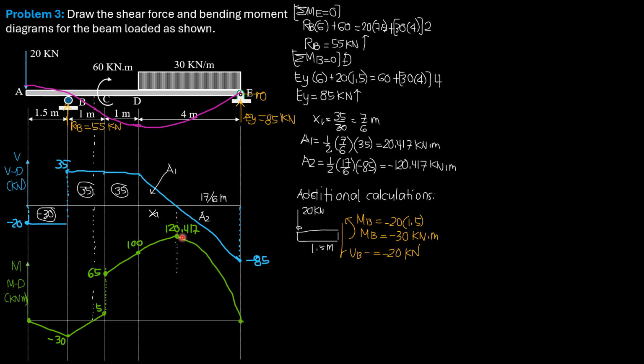So 120.417 plus area 2, which is negative 120.417. That's why it's 0 here. It closes. So for the elastic curve, the portion here is negative to here, so it is concave downward for that part. And for this part, because the moment is positive, it is concave upward.